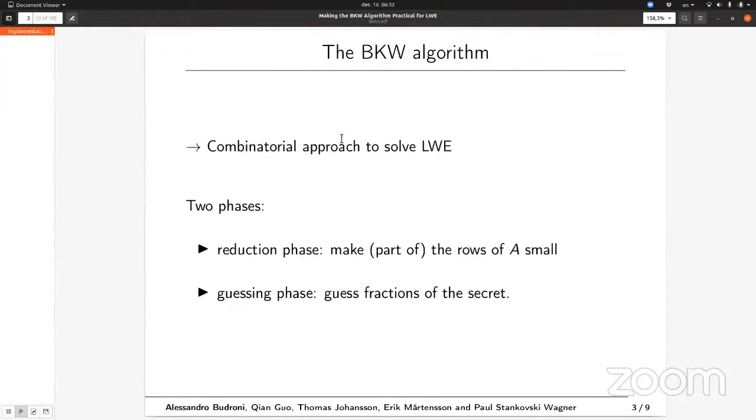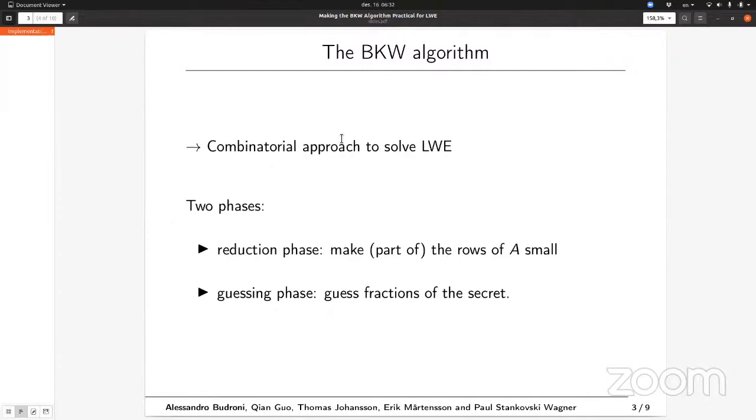So there are three approaches to solve LWE that have been proposed so far. Three main approaches. One is algebraic, one is based on lattice reductions, and one is based on combinatorics. And what we study is the one based on combinatorics. The main approach within combinatorics is the BKW algorithm. This algorithm was initially proposed to solve LPN problems, which can be seen as a particular case of LWE. And then it was generalized for LWE.